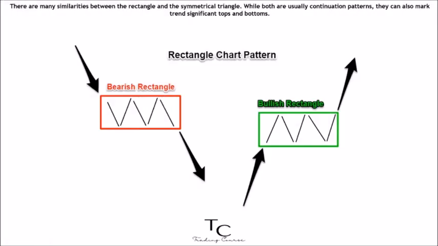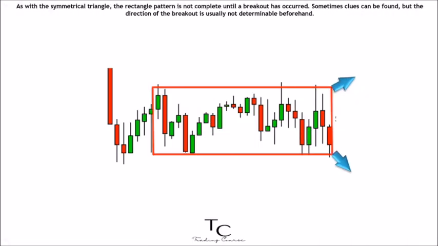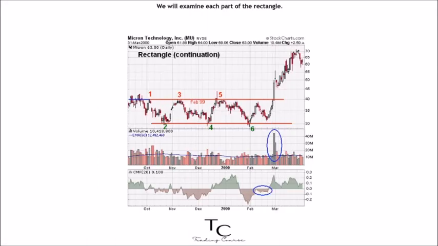There are many similarities between the rectangle and the symmetrical triangle. While both are usually continuation patterns, they can also mark trends' significant tops and bottoms. As with the symmetrical triangle, the rectangle pattern is not complete until a breakout has occurred. Sometimes clues can be found, but the direction of the breakout is usually not determinable beforehand. We will examine each part of the rectangle.